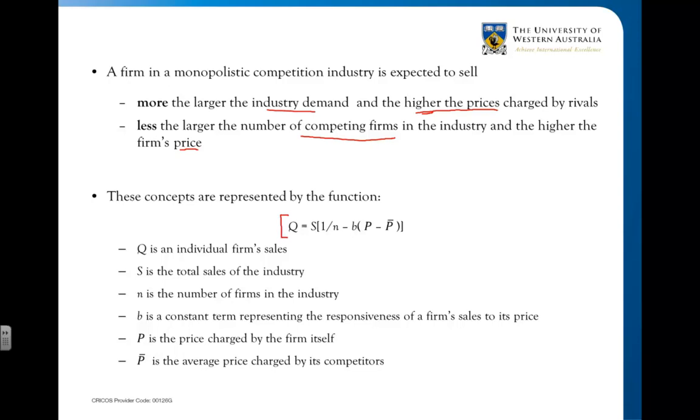Again, we don't need to derive it, or you don't need to learn the derivation of it. You just simply need to learn the basics of what it represents. So obviously here, this big Q is an individual firm's sales, so we're looking at it from the firm's perspective. The S there is the total sales in the industry, so this Q is almost a fraction or a percentage of the overall market size. N is the number of firms in the industry. B is this constant. It represents the responsiveness, so it's very similar to the slope parameter that we looked at before. And then we've got this term here, which is simply the difference between the price this firm charges relative to the average price charged by its competitors.